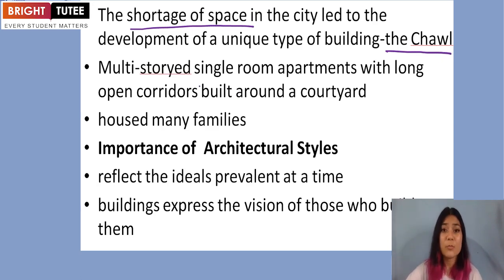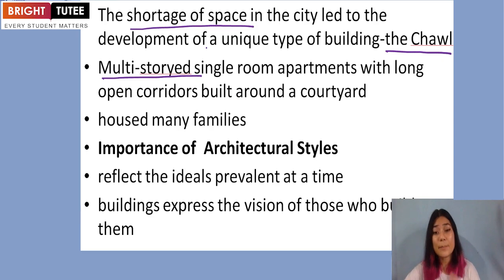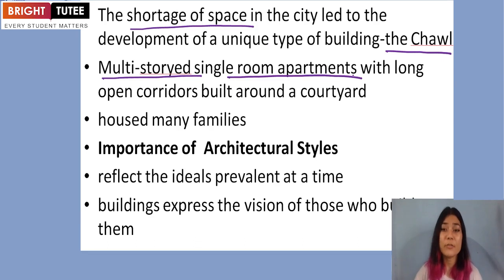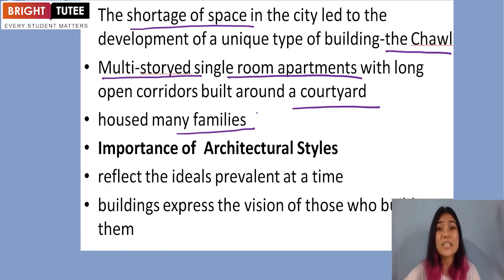Now these chawls were multi-storied buildings. The building had numerous single room apartments with long open corridors and a courtyard built around it. So there was a courtyard at the center and the building surrounded the courtyard. It was a huge building, but it had numerous single room apartments. This building housed several hundreds of families, and they shared common spaces like the courtyard, backyard, etc. So these kinds of buildings also emerged in Bombay.